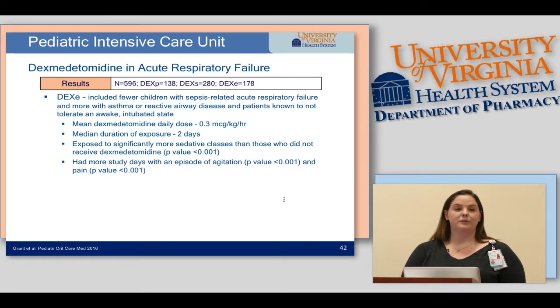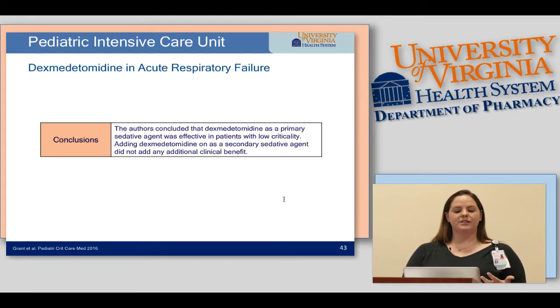Looking at the final group, dexmedetomidine used as a peri-extubation agent. This population included 178 patients, with fewer children with sepsis-related acute respiratory failure and more with asthma and reactive airway disease. The mean daily dose of dexmedetomidine was 0.3 mics per kilo per hour, with a duration of exposure of 2 days, as would be expected, significantly less than the other groups due to the definition they used for peri-extubation. These patients were exposed to significantly more sedative classes than those who did not receive dexmedetomidine and had more study days with an episode of agitation or pain.